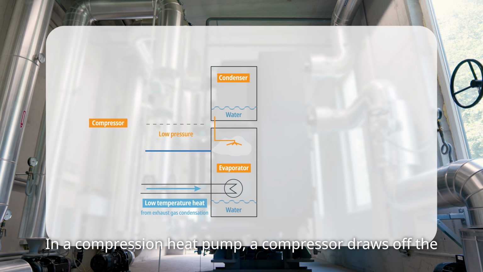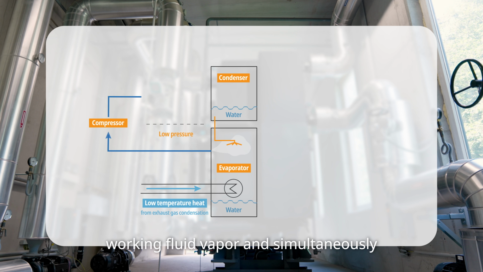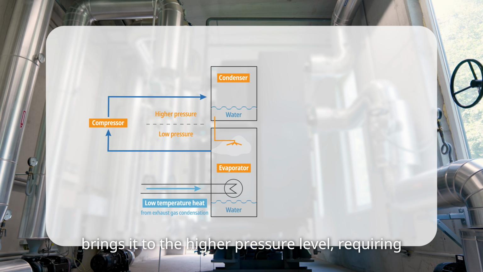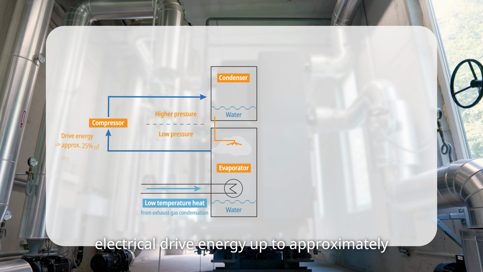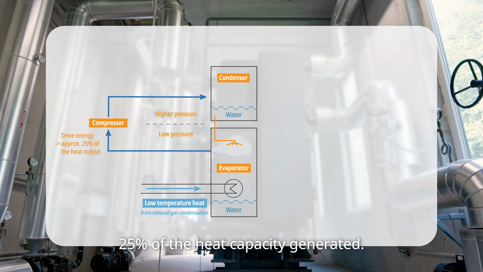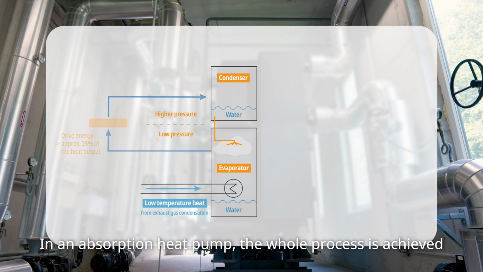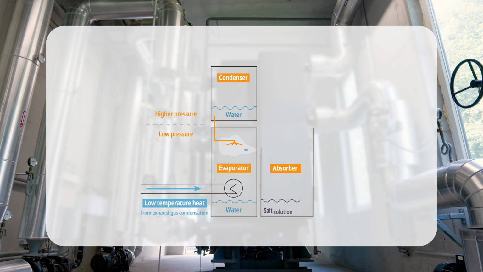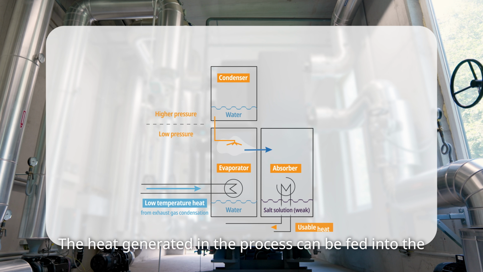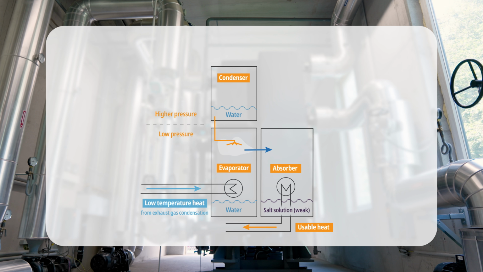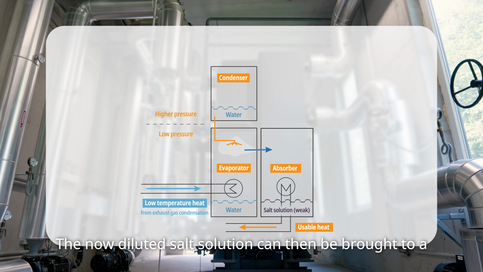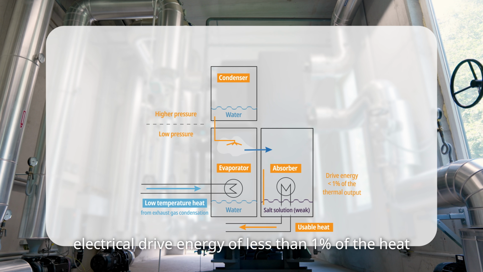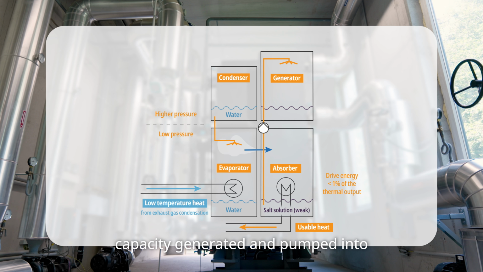In a compression heat pump, a compressor draws off the working fluid vapor and simultaneously brings it to the higher pressure level, requiring electrical drive energy up to approximately 25% of the heat capacity generated. In an absorption heat pump, the whole process is achieved by absorbing the steam through a concentrated salt solution. The heat generated in the process can be fed into the district heating network return flow. The now diluted salt solution can then be brought to a higher pressure level with an electrical drive energy of less than 1% of the heat capacity generated and pumped into the generator.